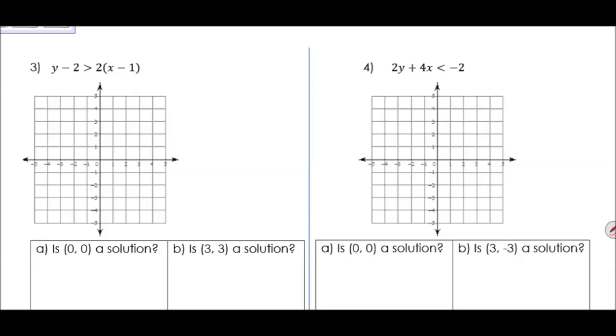All right, on the next page, these two look a little bit different just because they're not in slope-intercept form. So before we do anything, we just have to figure out how to graph these. The first one, number 3, we don't actually have to change into slope-intercept form. Point-slope form, which is what this is, is pretty easy to graph as it is.